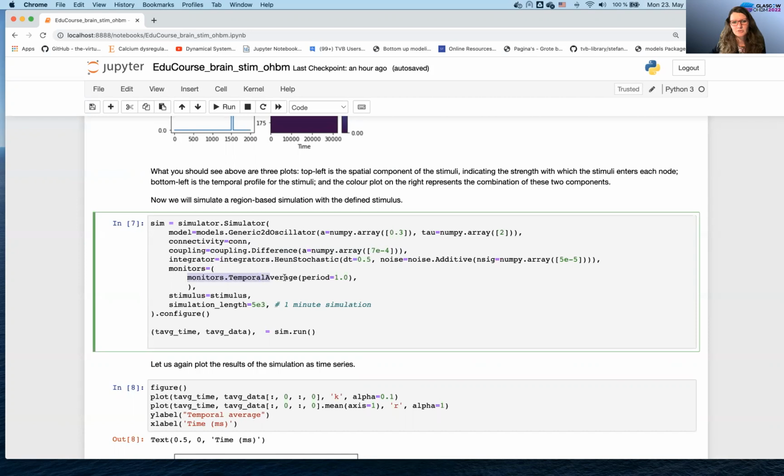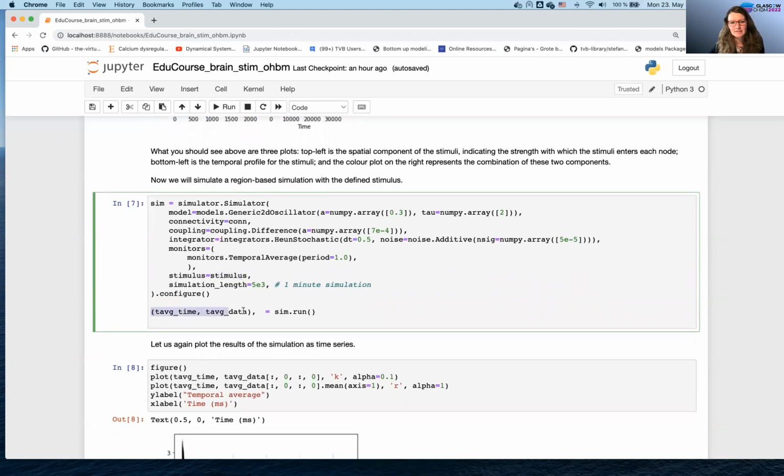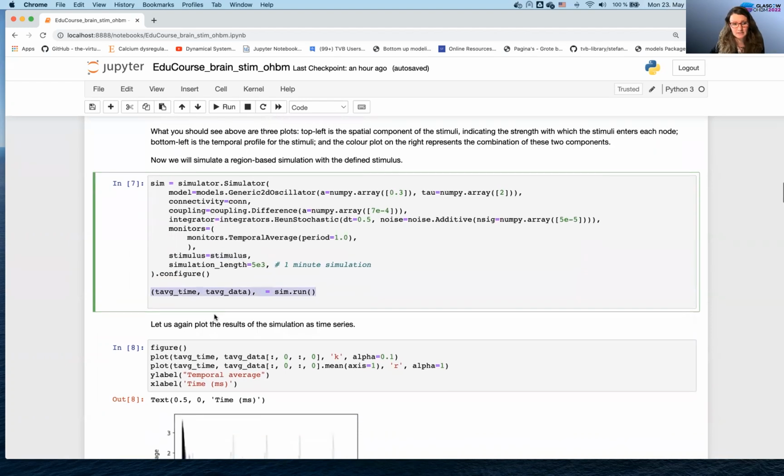And then we will monitor it. So here we will just look at the temporal average activity of firing rate. You can have different monitors here, EEG or MEG or BOLD, for example. You just need to change this line. And we give it a stimulus. And the simulation length is, it's actually not exactly 1 minute, approximately. We need to configure, and this line executes the simulation, giving you the time where it has recorded activity and the data it has recorded in an array.